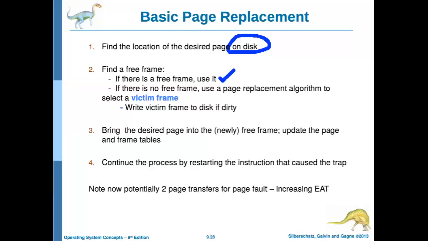So that is step number 2. Step number 3 is to bring the desired page into the newly freed frame and update the page and frame tables, because previously it was invalid. Now copy it. Once that copy is completed, mark its flag to V, saying that it is valid. And continue the process by restarting the instruction that caused the trap. Yesterday we saw the 12 steps for that, if you remember.